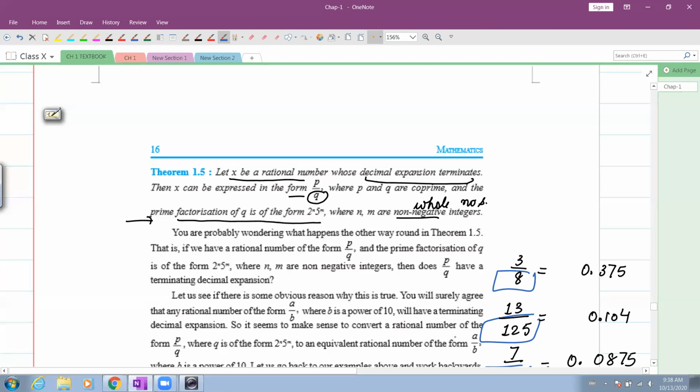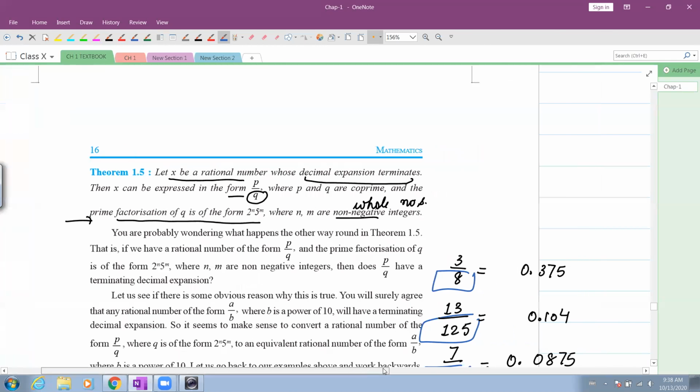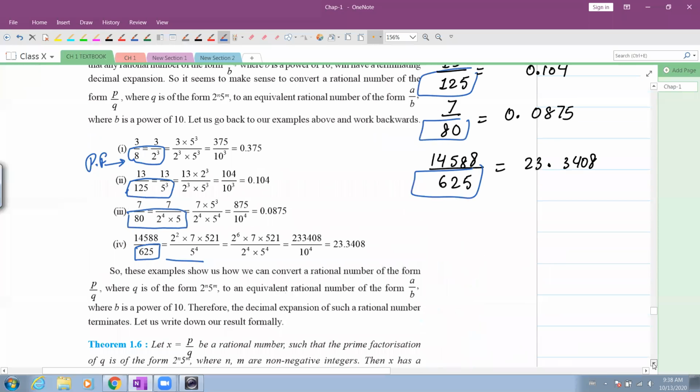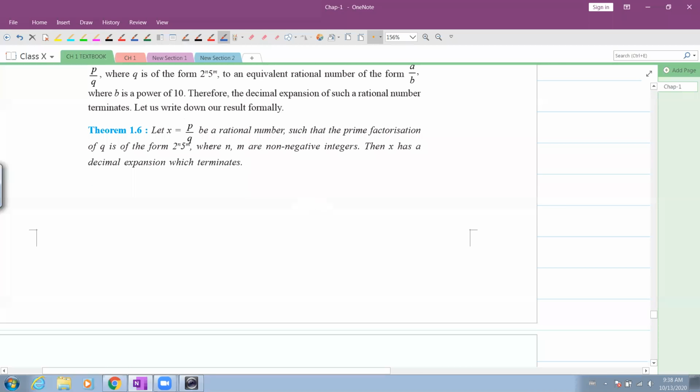So this is theorem 1.5. Similar to this, you have theorem 1.6, which states that if there is a rational number whose prime factorization for the denominator is of the form 2 raised to the power n into 5 raised to the power m, its decimal expansion will terminate. So these are the results.